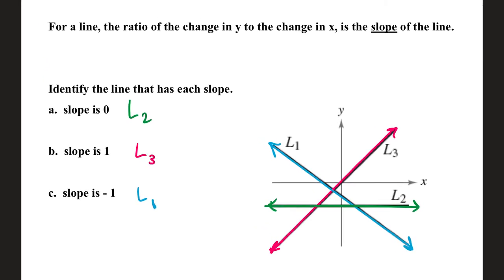For a line, the ratio of change in y to the change in x is the slope of your line. For this set of examples, we're going to identify the line to the right that has each slope given on the left. Part A, slope of 0.